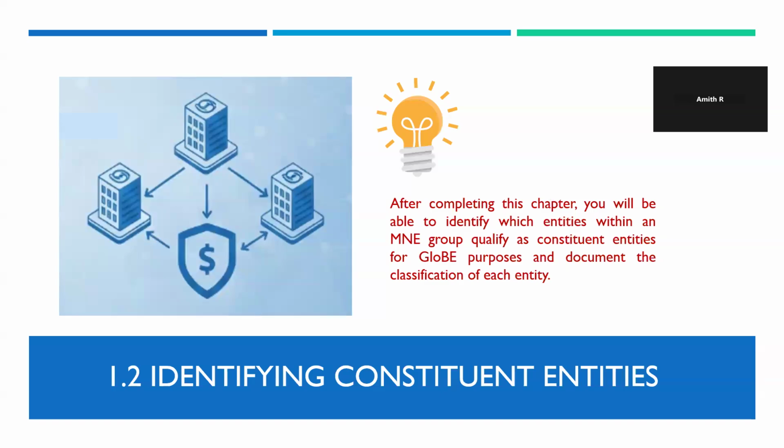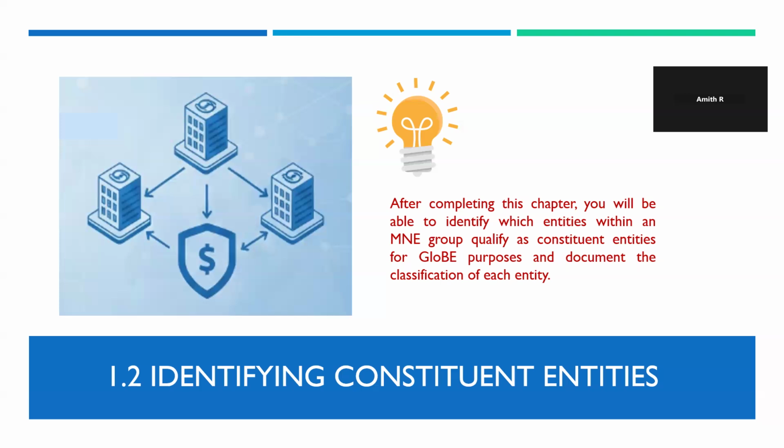Yes. So yesterday we looked at identifying the scope, right? Whether an MNE group would come into the ambit of Pillar 2 or not, and how we would check whether it crosses 750 million euros or more in two out of the last four preceding years. Now, this chapter is all about identifying constituent entities.